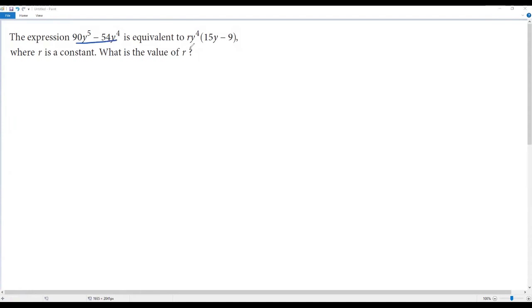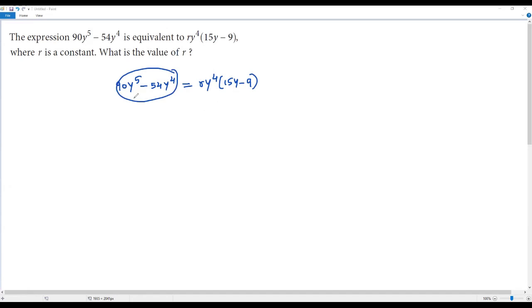Since this expression is equivalent to this one, we can write it as an equation: 90y^5 - 54y^4 is equal to r times y^4 times (15y - 9). Okay, here, when I consider the expression on the right side, it is in factored form. So let's get the factored form of the expression we have on the left side.